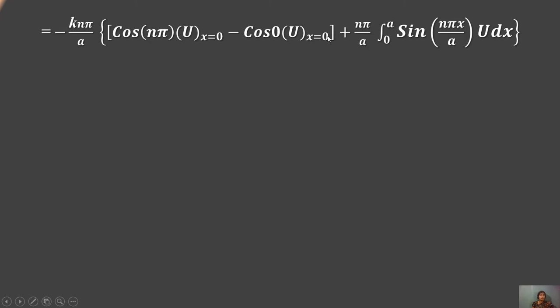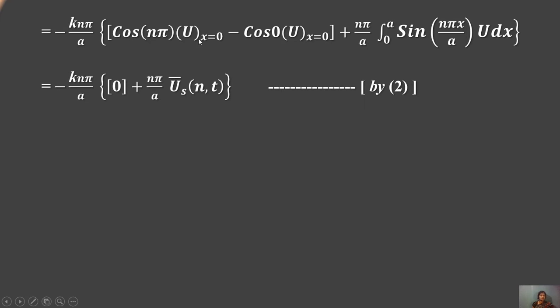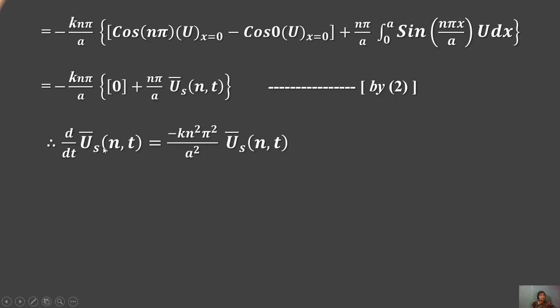Both of these values will be generated, plus n pi upon a, integration 0 to a of sin n pi x upon a, u dx. Then you know that at x equals 0 the value will be put in, and pi will give a 0 value. This common value is considered by equation second, or the boundary condition given in the question, that is d by dt of us nt equals minus k, where k is a constant, n square pi square upon a square, us nt.